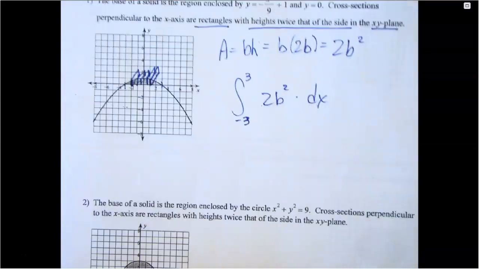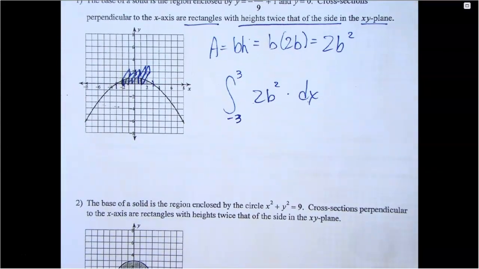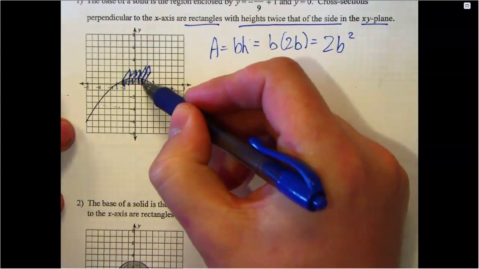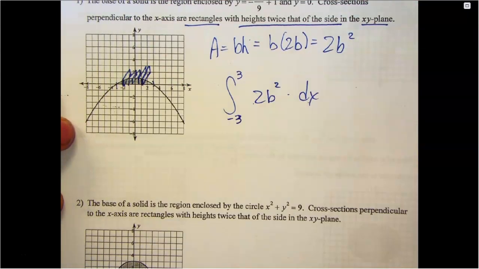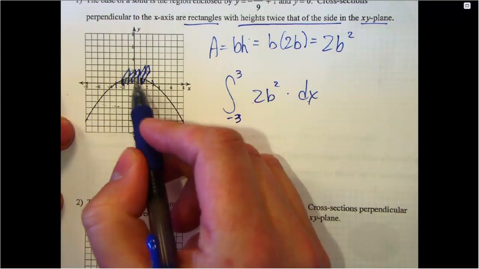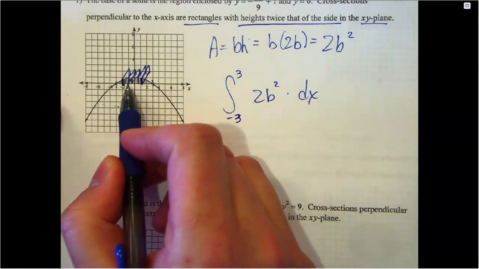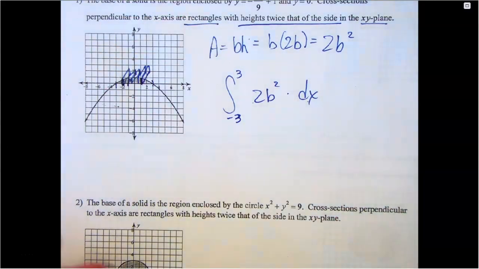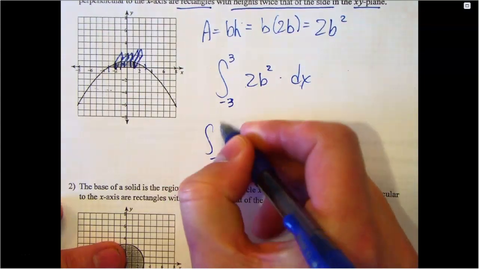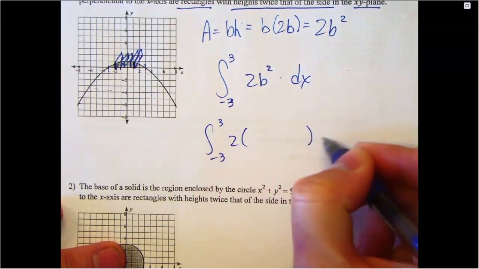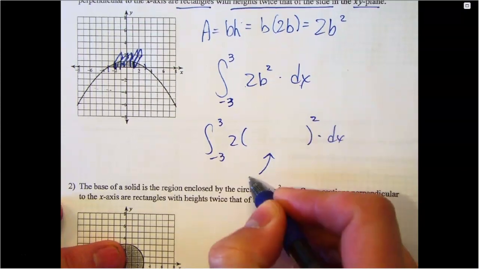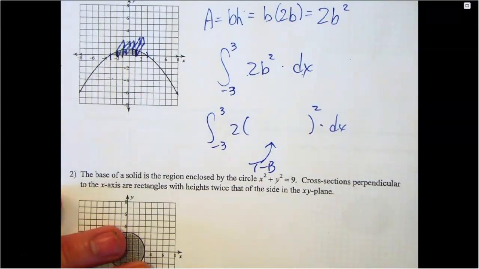Well, the base is how large? What's the size of the base? What's the distance between these two things? Top minus bottom. So the base becomes top minus bottom. Or the side of a triangle is top minus bottom, or the diameter is top minus bottom. Whatever this distance is plugs into your area formula. So we're gonna say -3 to 3 of 2 times the top minus bottom squared.